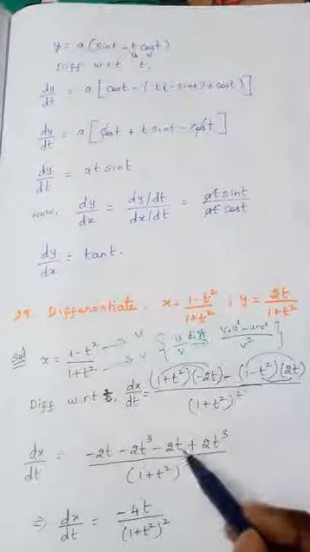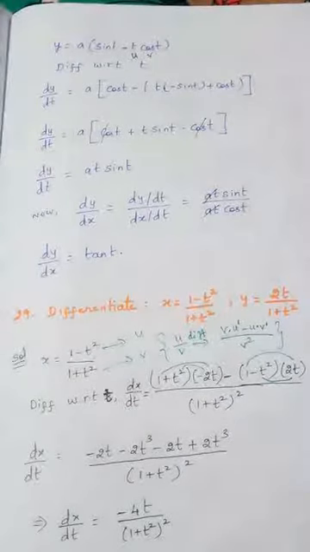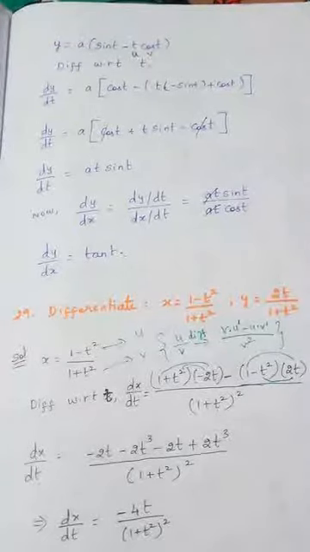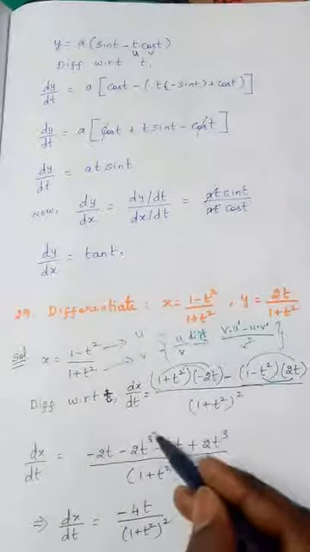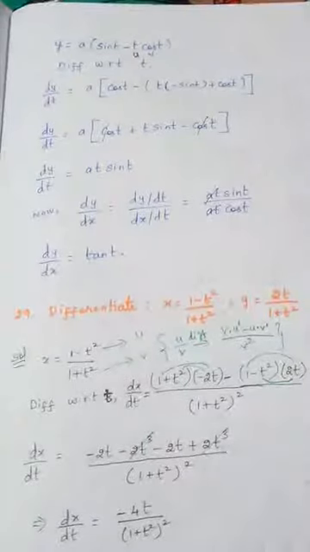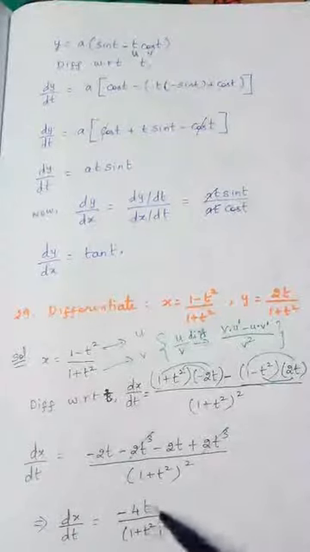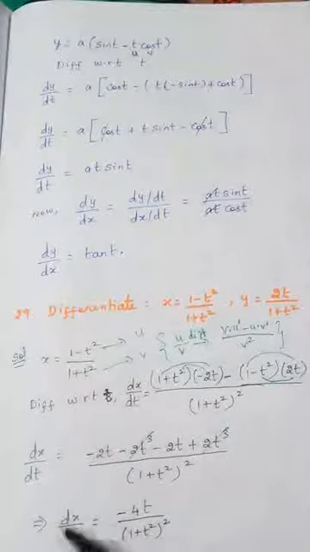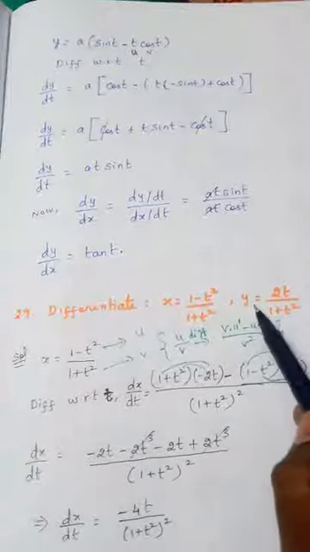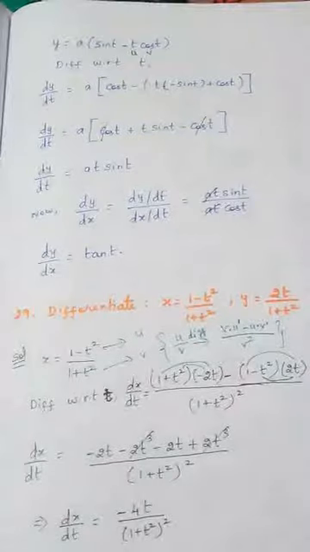If you add this minus, it becomes plus 2t cube divided by the denominator. And minus 2t cube plus 2t cube cancels. Minus 2t becomes minus 4t divided by this. So this is the answer for dx by dt. Next I should take y and find out dy by dt.